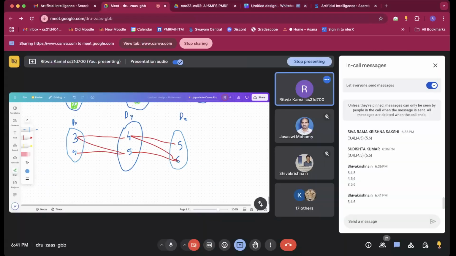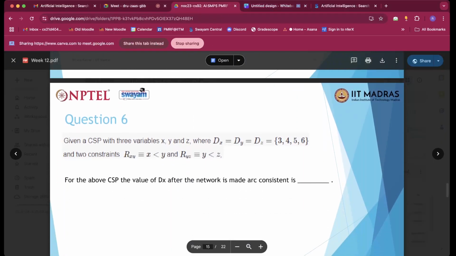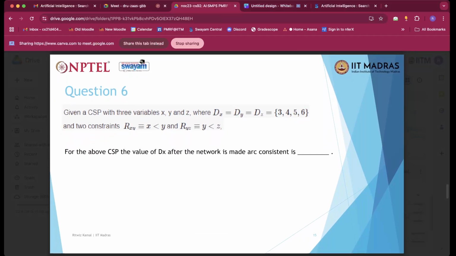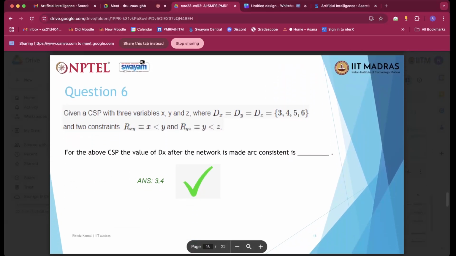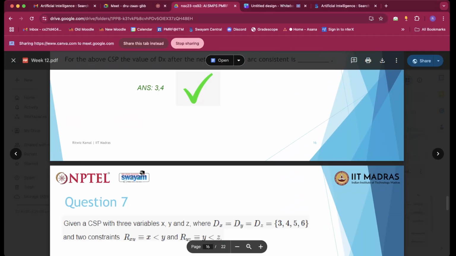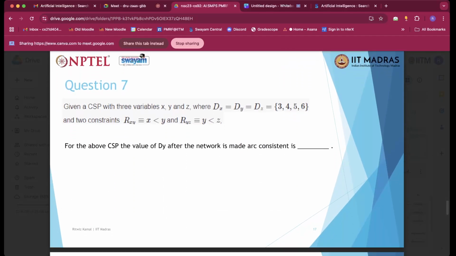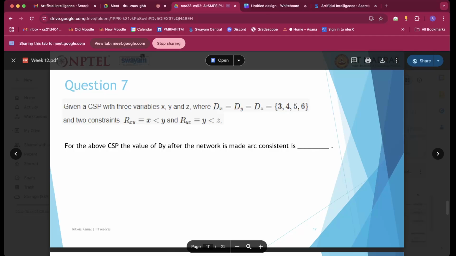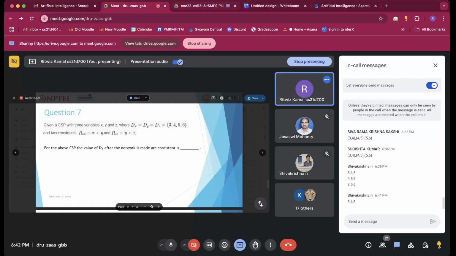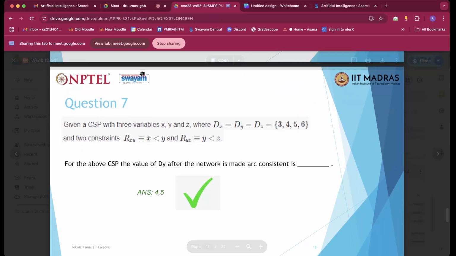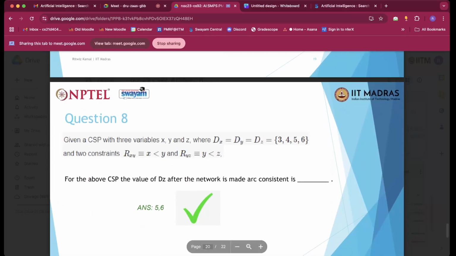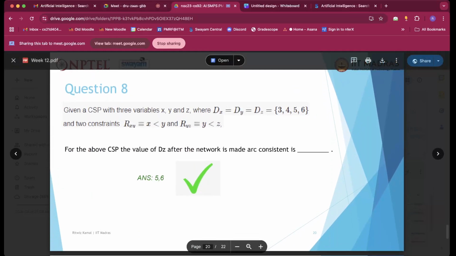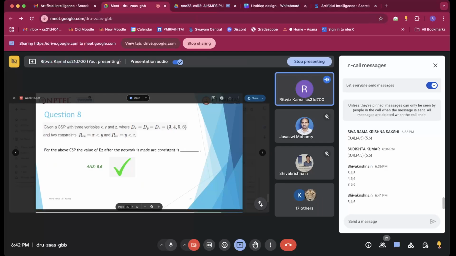Let's go to the next question, which says that for the above CSP, the value of dx after the network is made arc consistent is, so it's just restated in a different manner. It would be 3 4. The value of dy after the network is made arc consistent would be 4 and 5, right? And the value of dz after the network is made arc consistent would be 5 and 6, right? Are there any doubts till now?